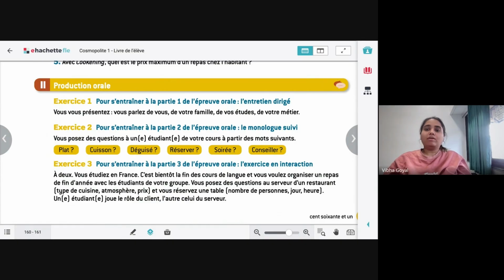And as I mentioned, you have to know interaction between a client and a seller in any scenario. At A1 level, you should be able to purchase anything fully. Either if it's vegetables or books or clothes, or making a table reservation like that. Okay.